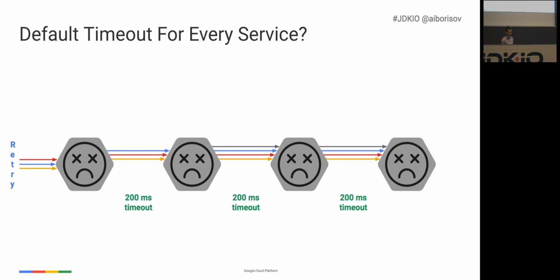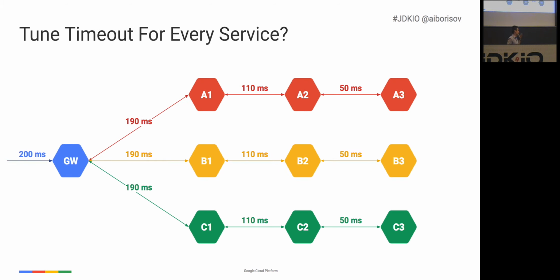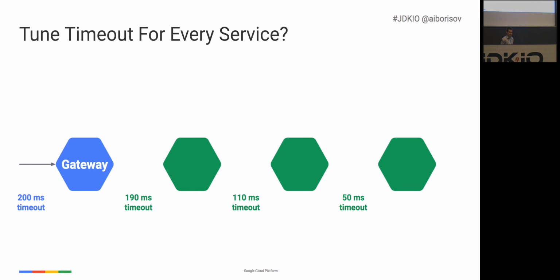What can we use instead? What about trying to tune timeouts for every service call? But what should these values be? We can try to simply decrease this value down the stack. Let's say if the client timeout is 200 milliseconds, we can give the first call in this chain 190, the second 110, and the last 50 milliseconds. Sounds reasonable? Let's see.